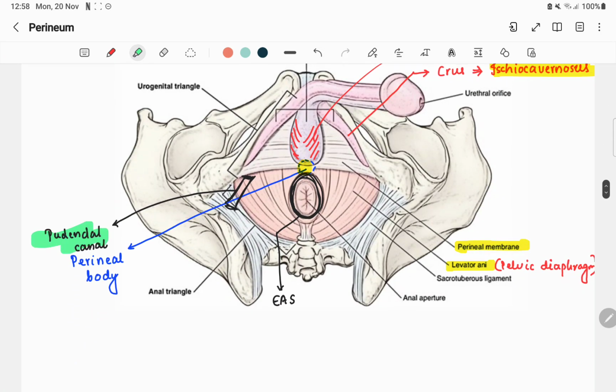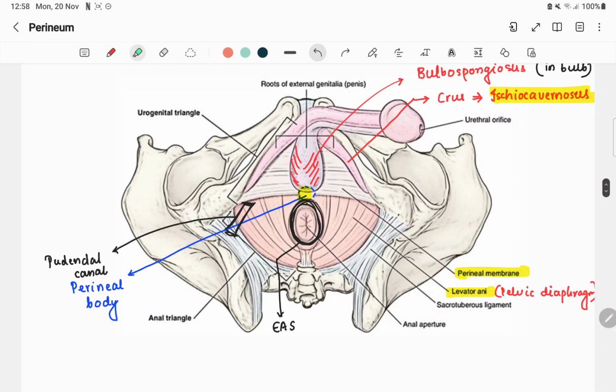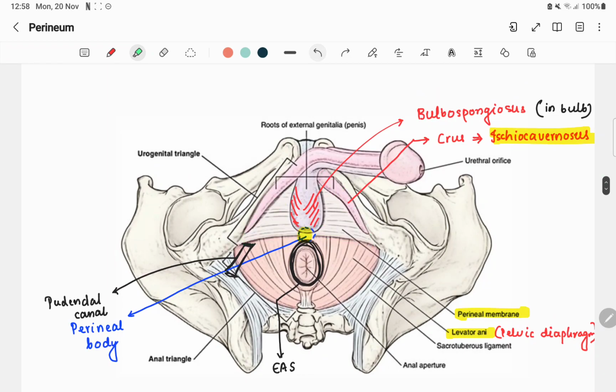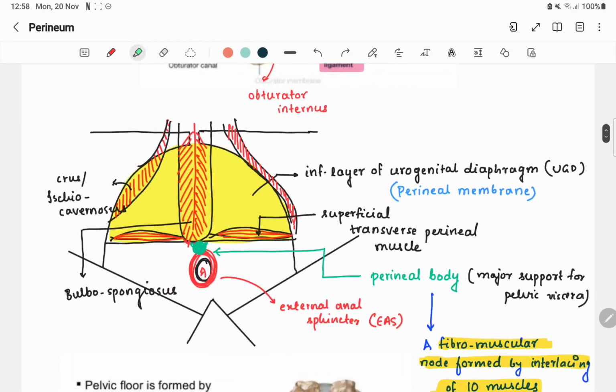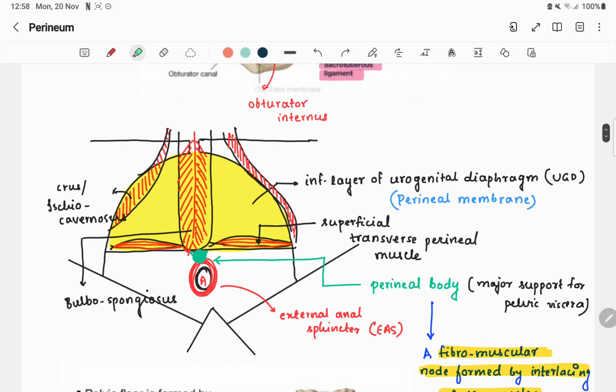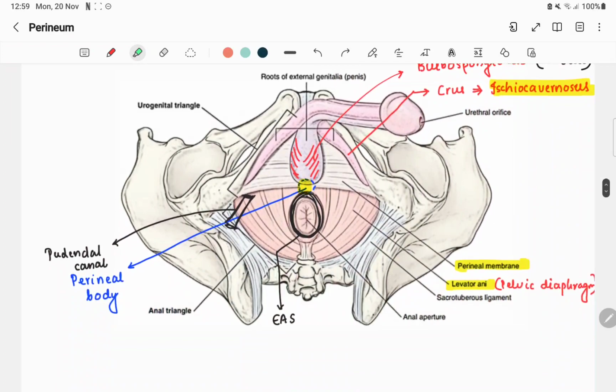Okay, and you have the pudendal canal here. Pudendal canal must be lying somewhere like this, and the perineal body is here. Perineal body is present just below your bulbospongiosus. Okay, and talking about your perineal membrane, this is the perineal membrane. Superficial to the perineal membrane are your muscles present. Okay, so this whole yellow part is the perineal membrane, and the muscles are lying just superficial to the perineal membrane. Okay, understood? So this is the section.